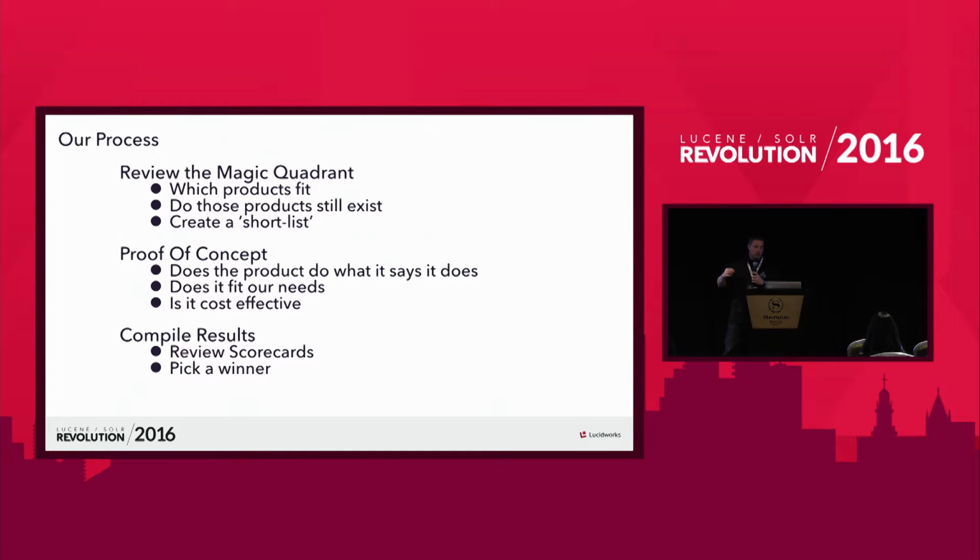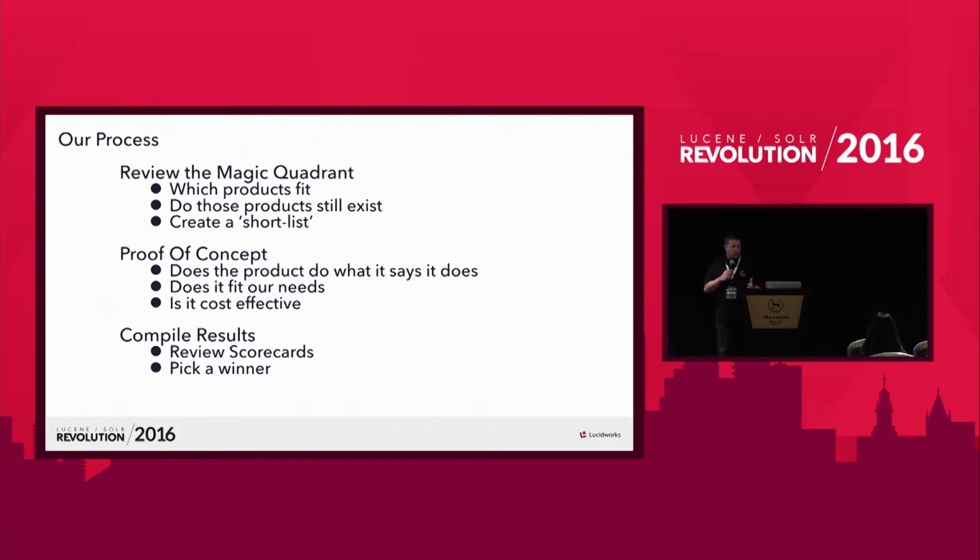So we had to take a look at which products fit our business cases, our use cases, right? Do those products still exist? Because I'm sure you've heard, with mergers and acquisitions, some products that were on that list from last year aren't available anymore. And from that Magic Quadrant, we created what we called a short list, and we were looking for roughly four search applications, four search vendors, and on those we were going to perform a proof of concept.